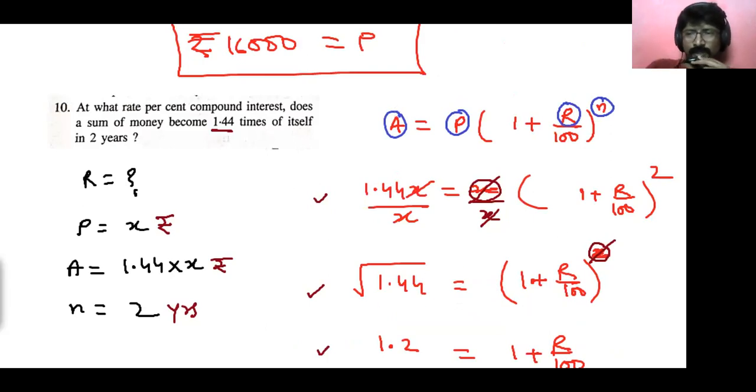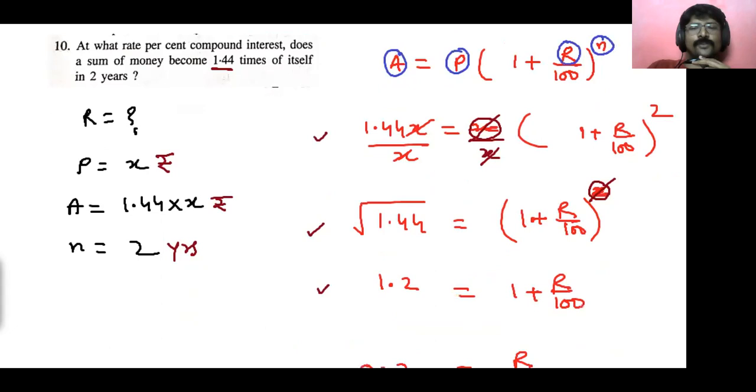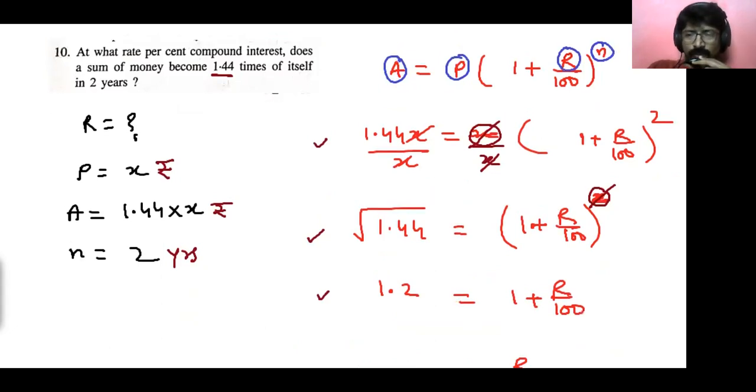I hope you understood and finished solving the sums in your book. Isn't it? You can copy paste it by pausing the video below.